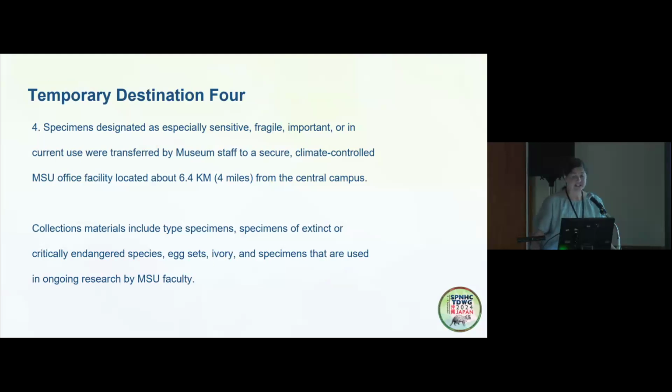A fourth temporary destination involved specimens that we had designated as sensitive, fragile, important, or needed by staff during the renovation project. And these were moved to a secure, climate-controlled office facility located at the edge of our campus. That facility is approximately 6.4 kilometers, or about 4 miles, from the museum building on the central campus. And the collections materials that went into this space include our type specimens, specimens of extinct or critically endangered species, our egg and nest collections, ivory, rhino materials, as well as specimens that are used in ongoing research by campus faculty.